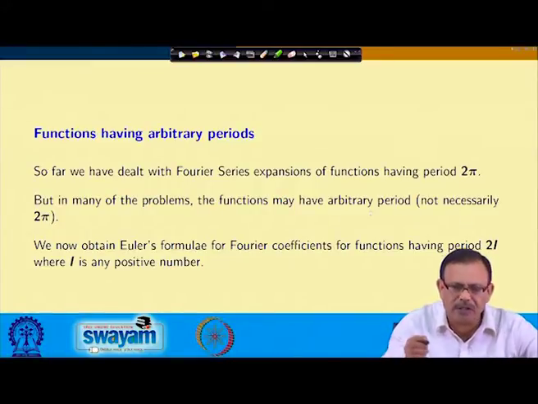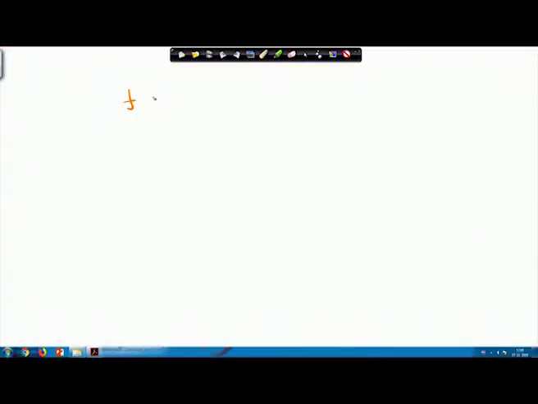So, in this case, we are assuming that suppose you have a function f(x) defined in minus L to L. Since f(x) is defined in minus L to L and it is a periodic function with period 2L, to match with the earlier things, we are assuming this thing, say z equals pi x by L.